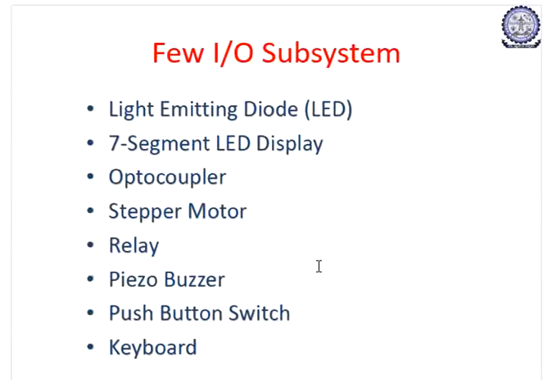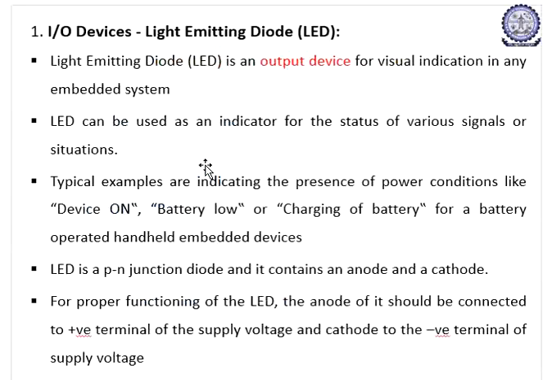So a few IO subsystems are light emitting diode, 7-segment LED display, optocoupler, stepper motor, relay, piezo buzzers, push button switch, keyboard. These are the few IO subsystems. Among these categories, we will differentiate which are output devices and which are input devices today. The first one is the light emitting diode, which acts as an output device. Already we know that one.